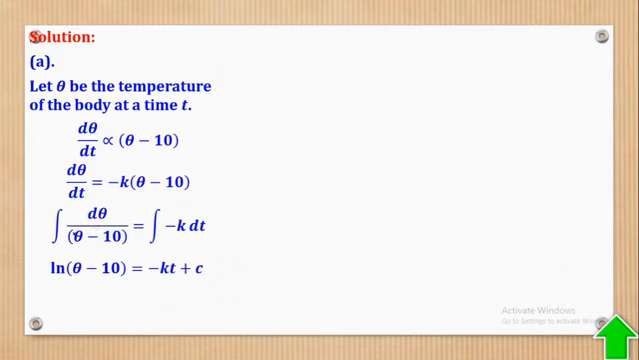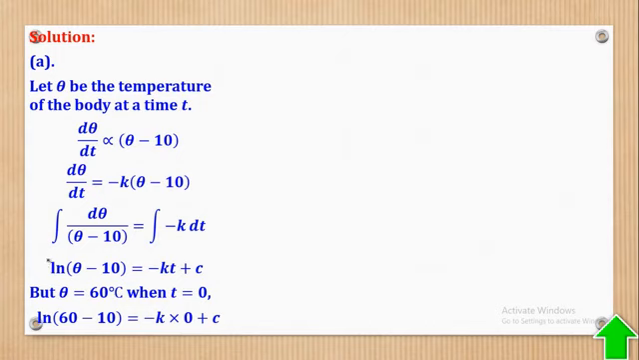Now integrating 1 over theta minus 10 gives you ln of theta minus 10, and integrating negative k gives you negative kt plus the constant of integration. But we were told that initially t is 0 and the temperature was 60 degrees Celsius. So we shall substitute for those. Remember, this one is a general solution.